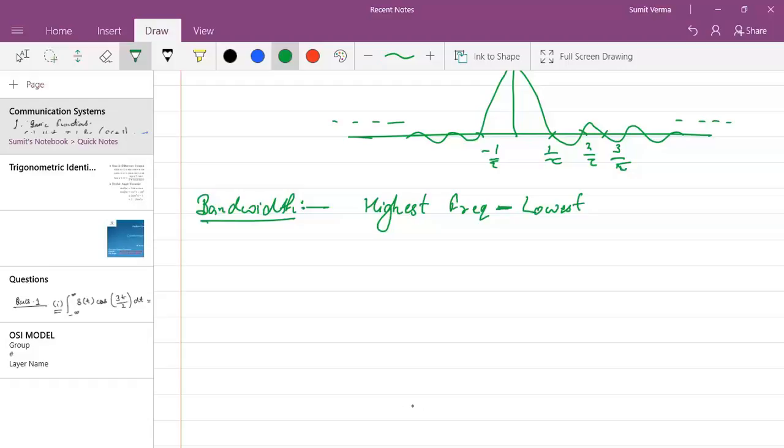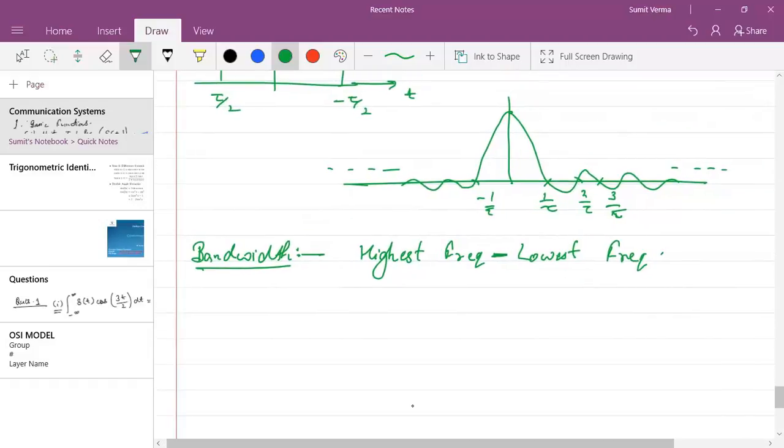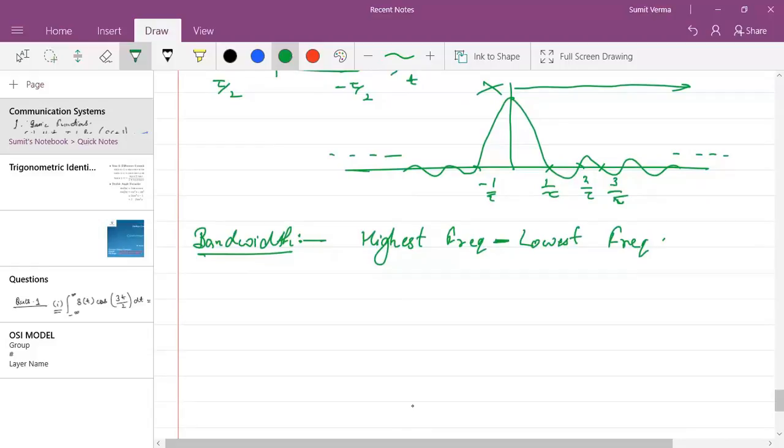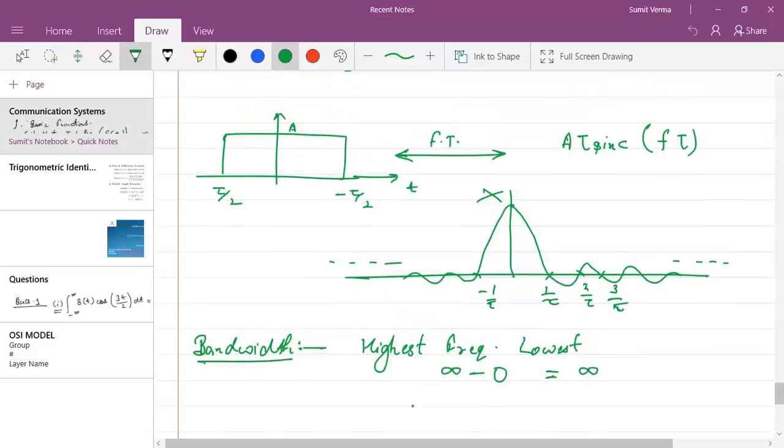This is the difference of this lowest frequency component on the positive axis. So I am just going to consider this part, and not this side. If I see this signal, you can see the highest frequency component is infinite and the lowest frequency component is 0. So the bandwidth is infinite. So this signal, which I was defining as a gate pulse, has an infinite bandwidth.